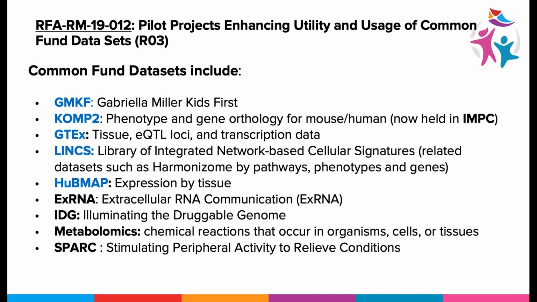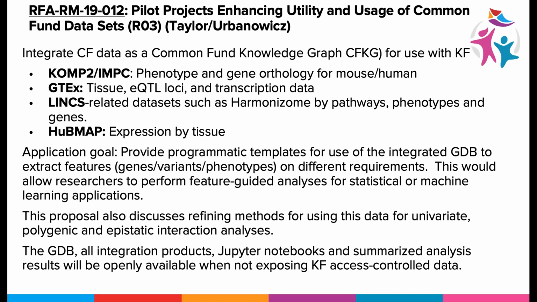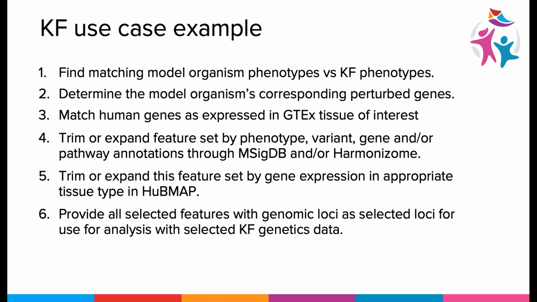So a use case example, let me skip forward here. Suppose you want to find a set of genes corresponding to a phenotype in Kids First. So let's say heart defects. First you'd want to find model organism phenotypes that have some sort of similarity to the heart defect you're interested in, or all heart defects, versus the Kids First phenotype of heart defect. And then determine the model organism's corresponding perturbed genes.